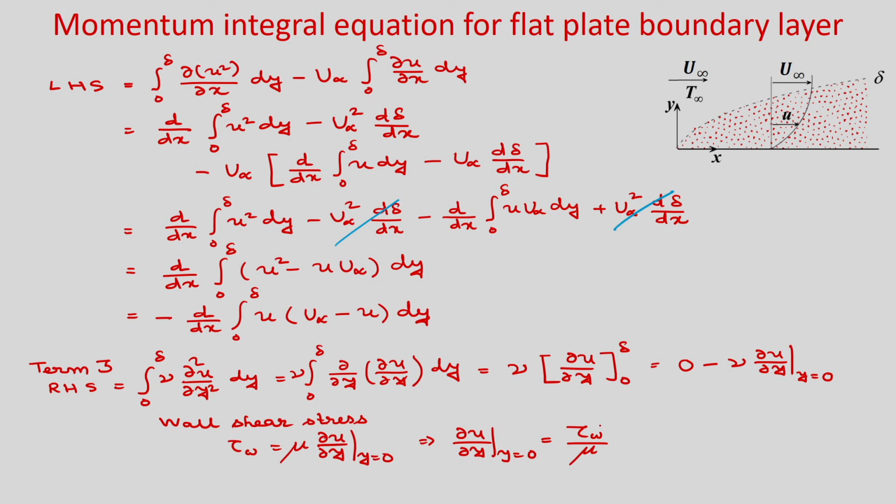Okay. So, now you see the left hand side term is this one, which has one negative sign, and the right hand side is this term. If you put the value of del u by del y at y is equal to 0, you will get minus. So, nu is your, what is nu? So, nu is your mu by rho, right. So, you will get 1 by rho tau w, right. So, you can see you have minus. So, now if you write left hand side is equal to right hand side.